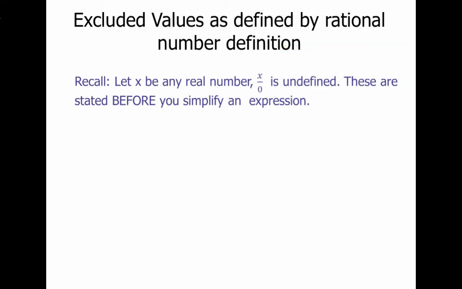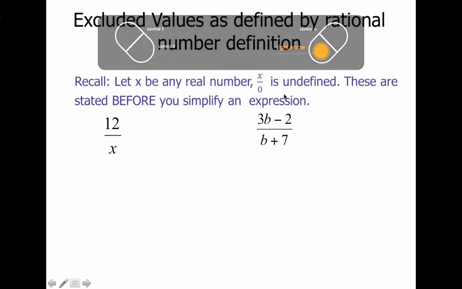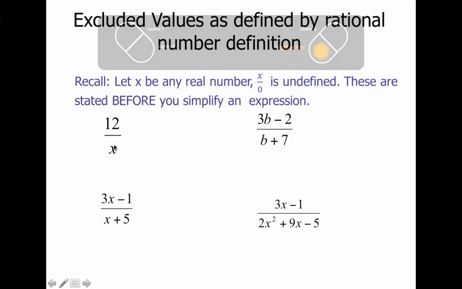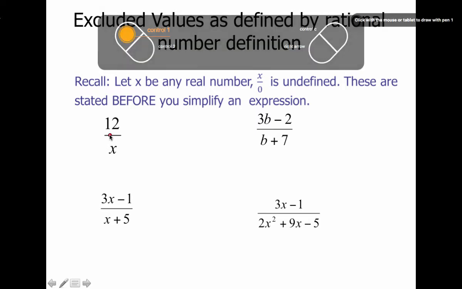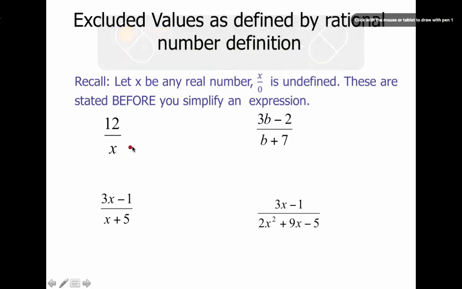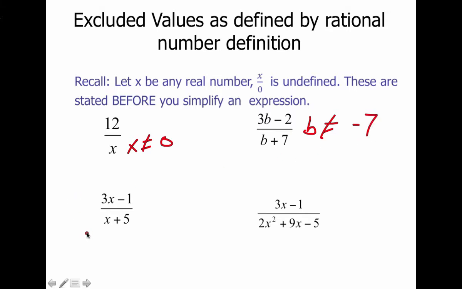Please make sure that you check to see when we are going to be undefined. So, got a couple of examples here. I think you get the idea here. What can x not be? X cannot be 0. This guy over here, b cannot be -7. This guy over here, x cannot be -5. This one, you need to factor.